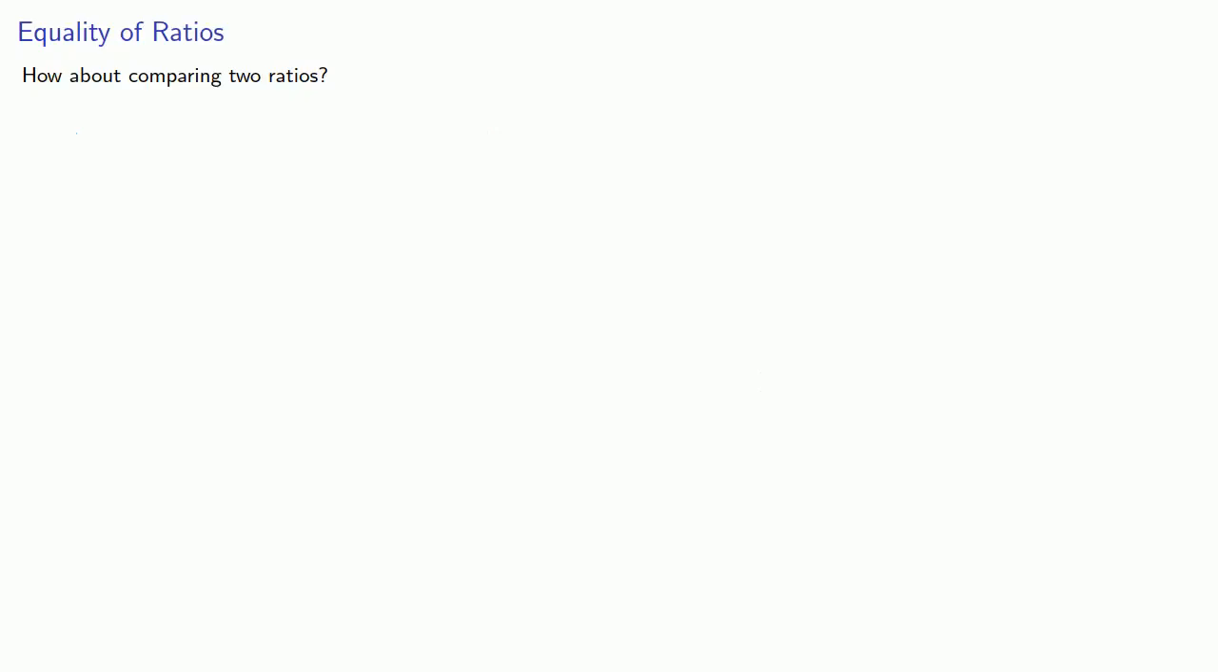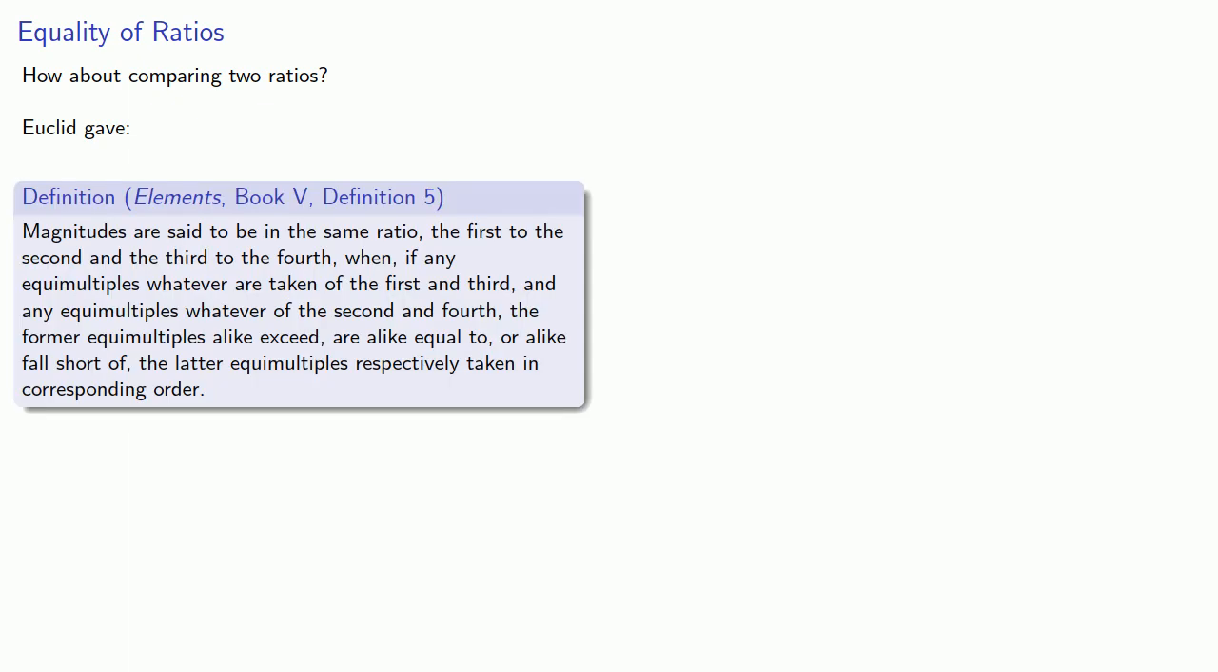Again, mathematics begins when we can compare two objects. Well, how about comparing two ratios? Euclid gives the following definition. From Book 5, Definition 5: magnitudes are said to be in the same ratio, the first to the second and the third to the fourth, when, if any equal multiples whatever are taken of the first and third, and any equal multiples whatever of the second and fourth, the former equal multiples alike exceed, are alike equal to, or alike fall short of, the latter equal multiples respectively taken in the corresponding order. Whew, this definition is quite a mouthful, so let's take it apart.